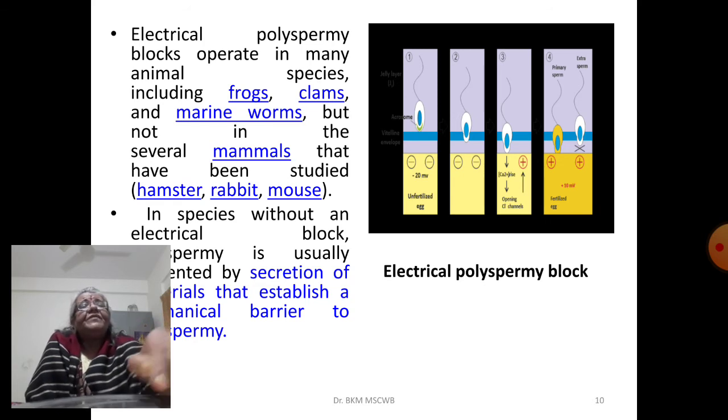In the diagram you can see, in the first diagram, there is negative charge inside the ovum, and the first sperm is approaching. In the second one, the sperm has approached, and in the third one, the sperm surface has touched the egg surface. With this, there is a sudden shift from negativity to positivity, and the first sperm makes an entry inside the egg, and in the fourth one, the second sperm is being avoided because of positive charge. This is what I exactly meant by electrical polyspermy block, that is fast block mechanism.